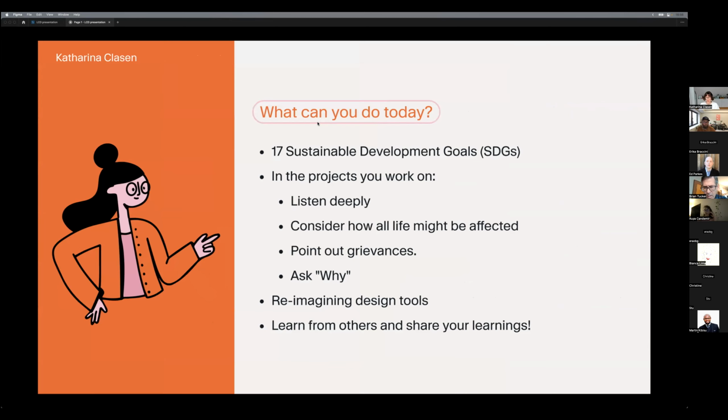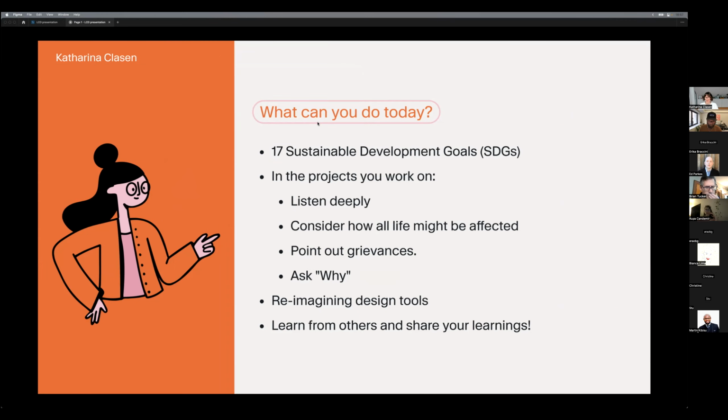So what can you do today? I think an easy thing to do, if you haven't done so already, which I guess you have, is look at the 17 Sustainable Development Goals, simply to know what big picture problems we agreed on we need to solve.